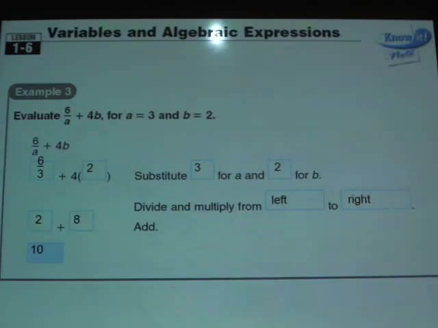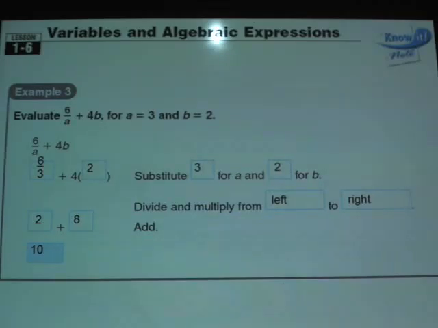So you're going to change a into 3. Why? Because they told us a is 3. And you're going to change b into 2. Why? Because they told us b is 2. So now it says 6 over 3, 6 fraction bar 3, 6 divided by 3, plus 4 times 2.